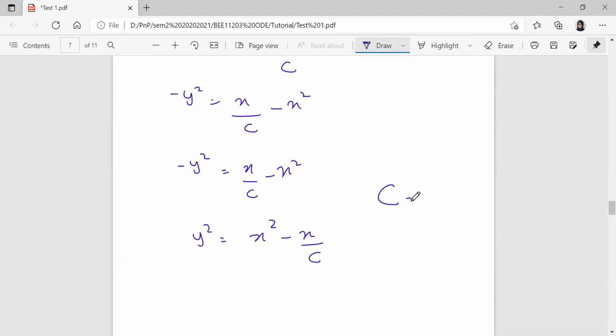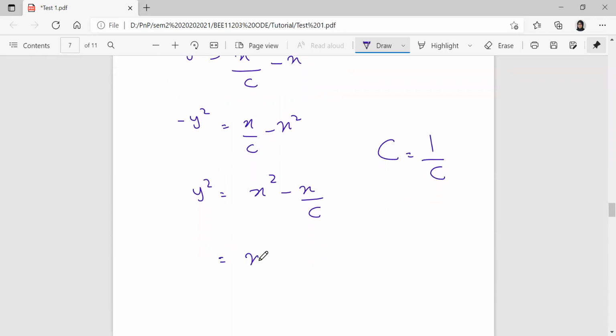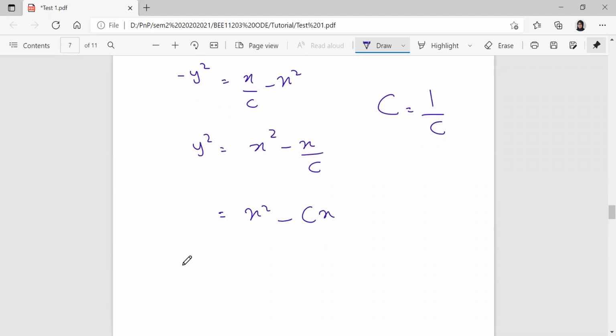Since c here is actually 1 over c, what we have is x square minus c x. So y equals the square root of x square minus c x. This will be your answer: y equals the square root of x square minus c x.